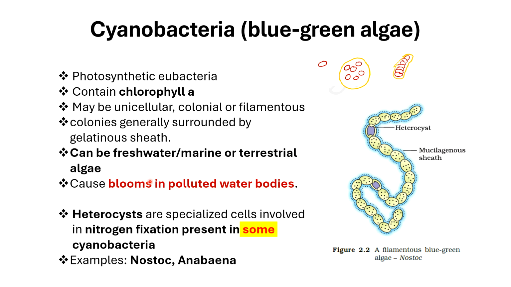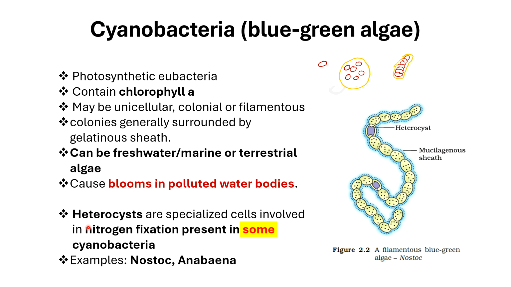One important point is that whenever you have algal blooms, this is mostly caused by the cyanobacteria. So cyanobacteria causes blooms in the polluted water bodies. You see, before, they were considered as algae. Later, because they were unicellular in nature or not strictly multicellular, they were recategorized under the Monera, right? So these water blooms in the polluted water bodies are associated with the cyanobacteria.